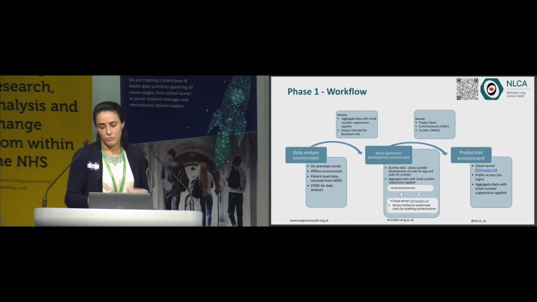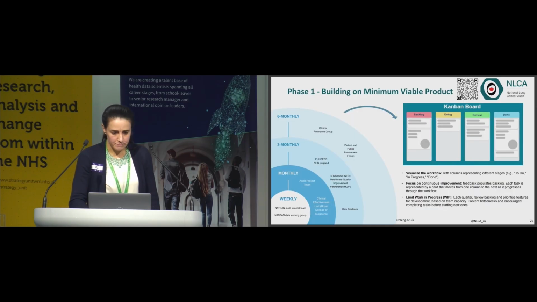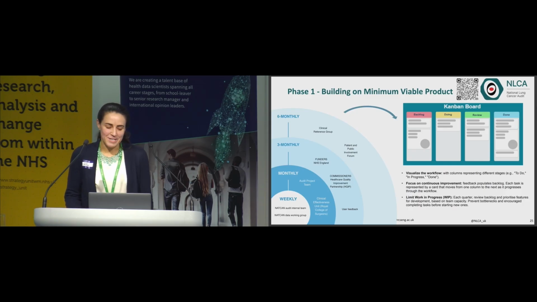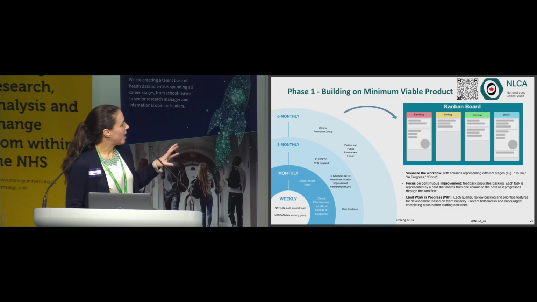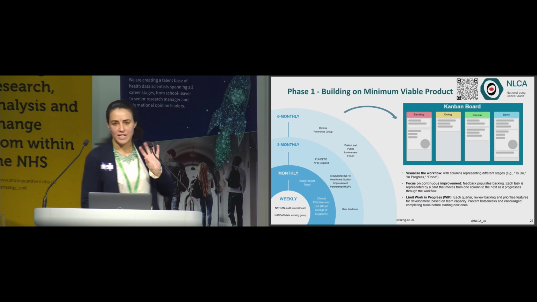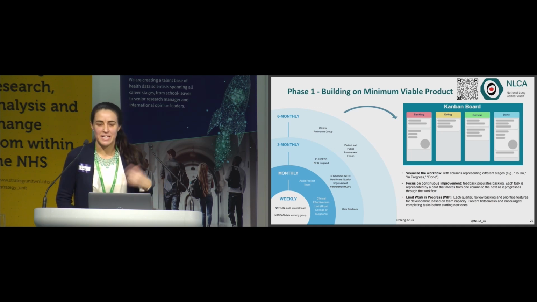And once we've got sign off, we then move that into a production environment. Again, that's Shiny Apps IO, but it's publicly accessible with no login required, so anybody can look at that. So how did we move on from our minimum viable product? On the left-hand side, you'll see a number of stakeholders that we engaged with when we were taking this project forwards.